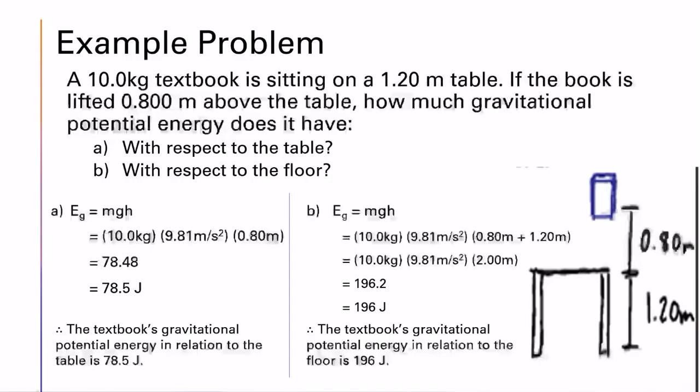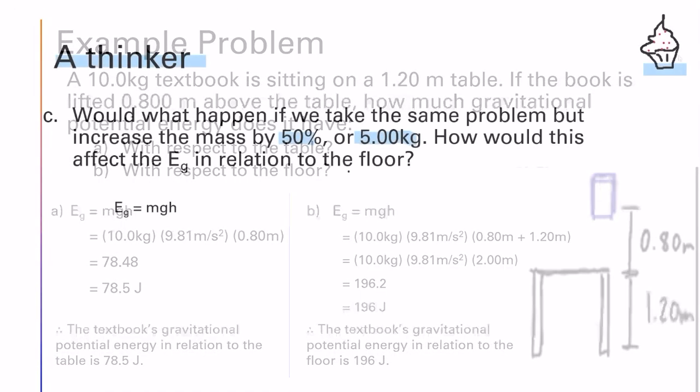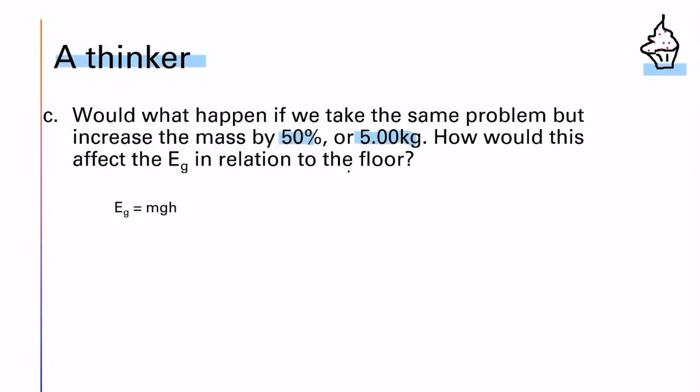As you can see, the textbook had a greater Eg in relation to the floor because of the height, because it's the only thing that increased in part B. But what would happen if we took the same problem but increased the mass by 50% or 5 kilograms? How would this affect the Eg in relation to the floor?